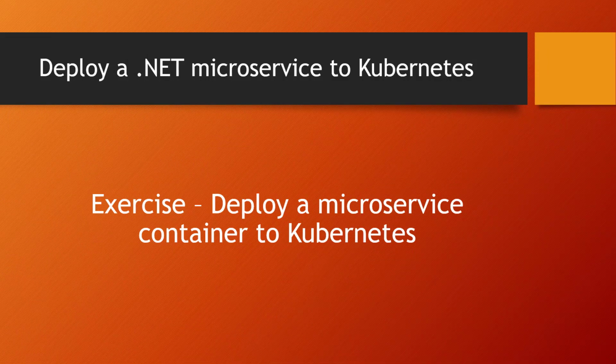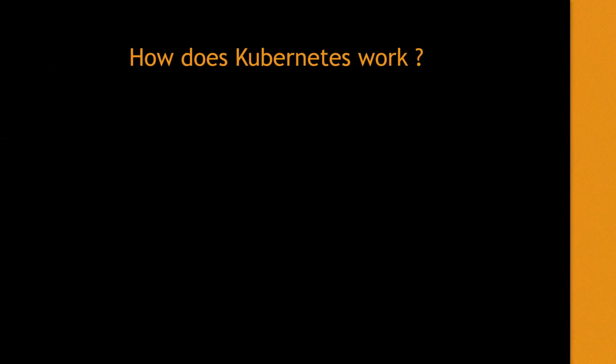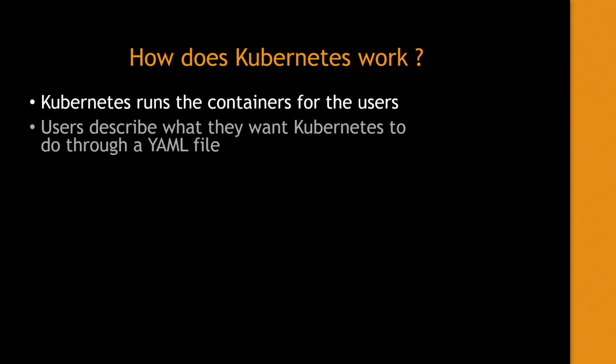Hello everyone. So in this part, this is another exercise to deploy a microservice container to Kubernetes. So how does Kubernetes work? Kubernetes runs the containers for the users, and users describe what they want Kubernetes to do through a YAML file. We'll shortly see what a YAML file looks like and its various functions and stages.